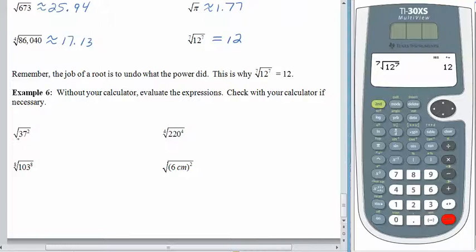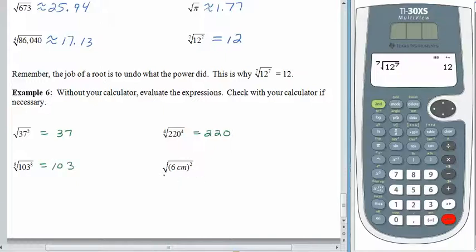All right, the square root of 37 squared. Square roots undo squaring. The answer should be 37. The fourth root of 220 to the fourth power. Fourth roots undo fourth powers. The answer should be 220. The 8th root of 103 to the 8th power. 8th roots undo 8th powers. So the answer is 103.